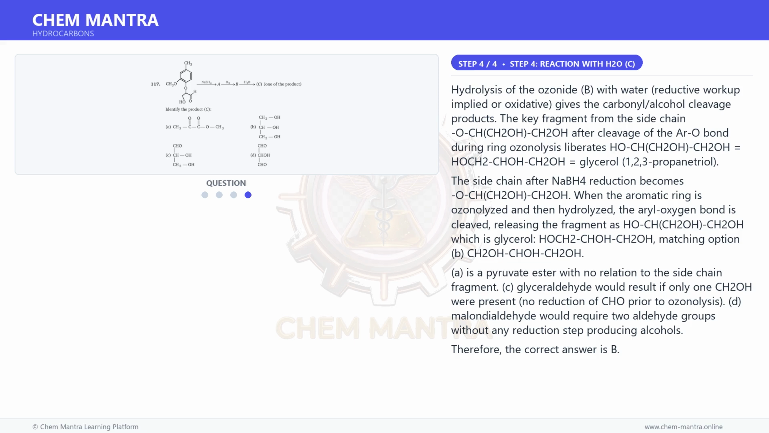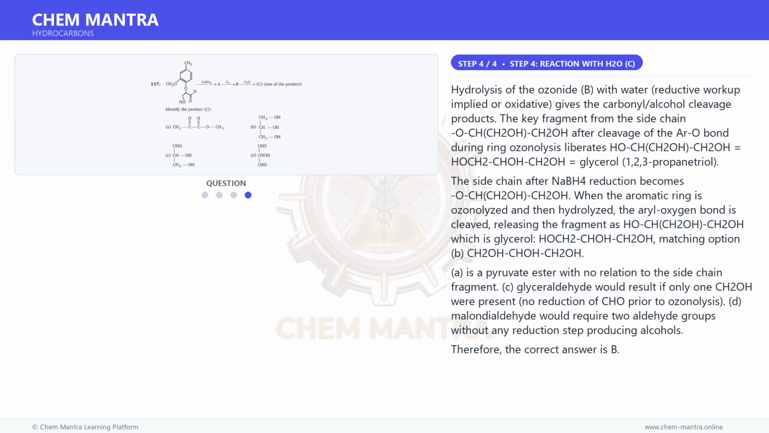And for the final step, hydrolysis of the ozonide B with water, reductive workup implied or oxidative, gives the carbonyl and alcohol cleavage products. The key fragment from the side chain, OCH, CH2O, CH2O, after cleavage of the Ar-O bond during ring ozonolysis, liberates OCH, CH2O, CH2O, which is HOCH2 CHO, CH2O, glycerol, 1,2,3-propanetriol.